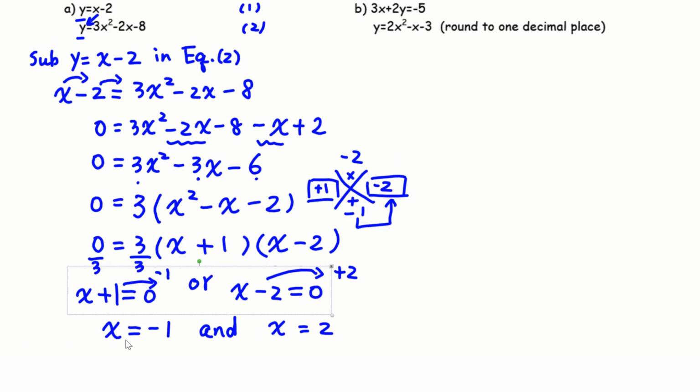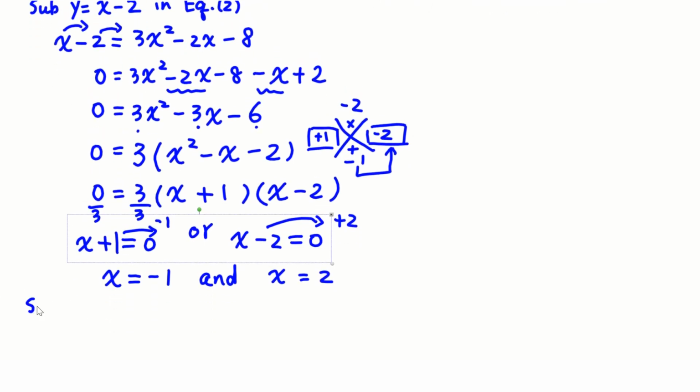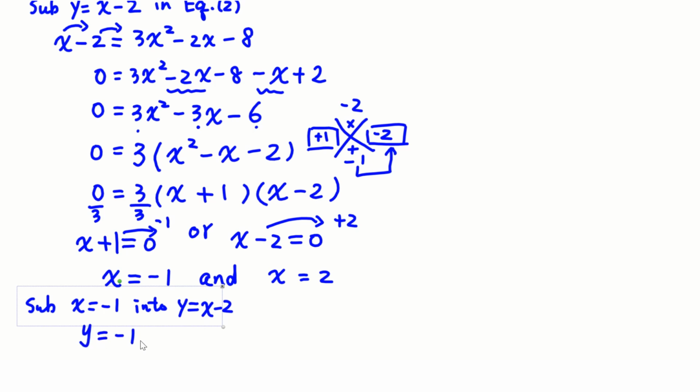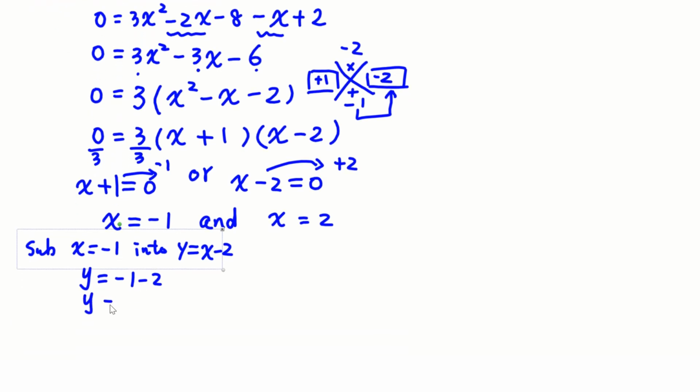So sub x equals negative 1 back into equation 1, because it's linear, it's easier to find the y. So sub x equals negative 1 into y equals x minus 2. Then you will have y equals negative 1 minus 2, which gives you y equals -3. So one of the points is (-1, -3).